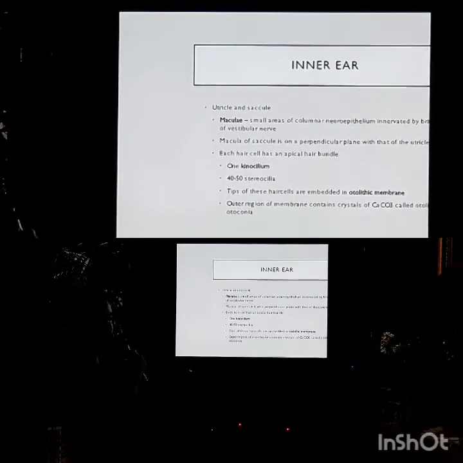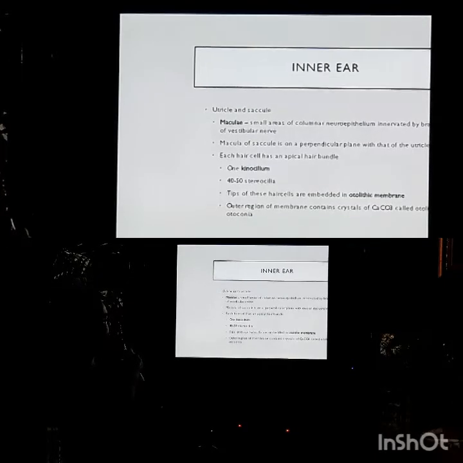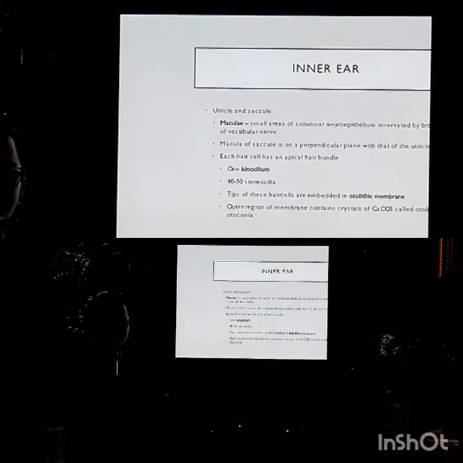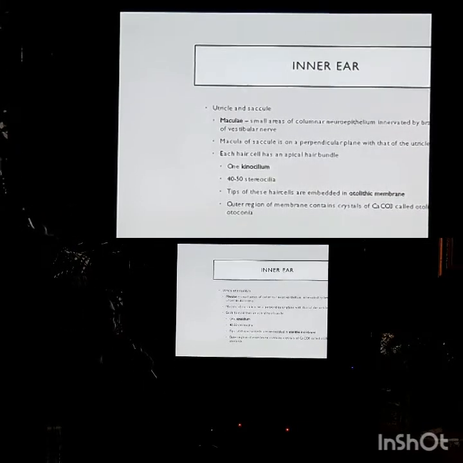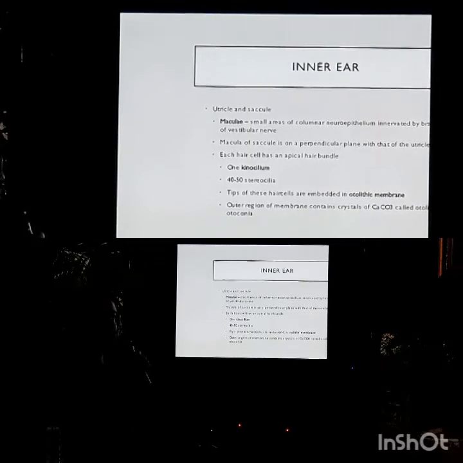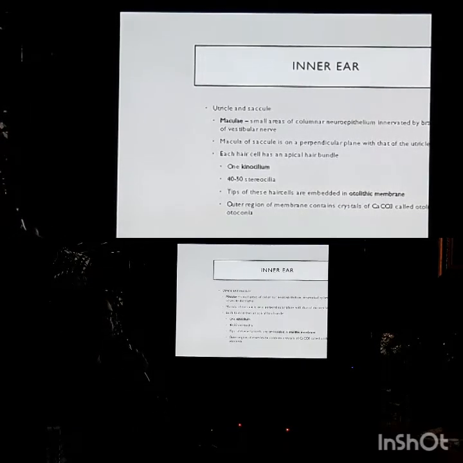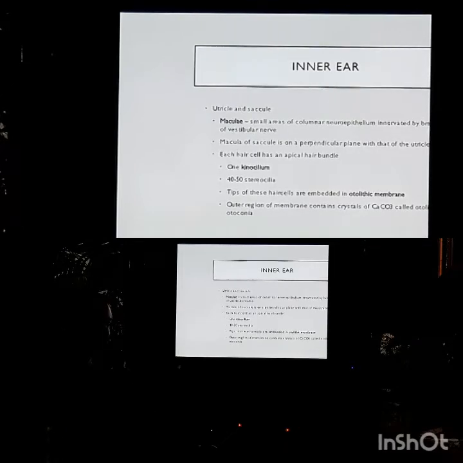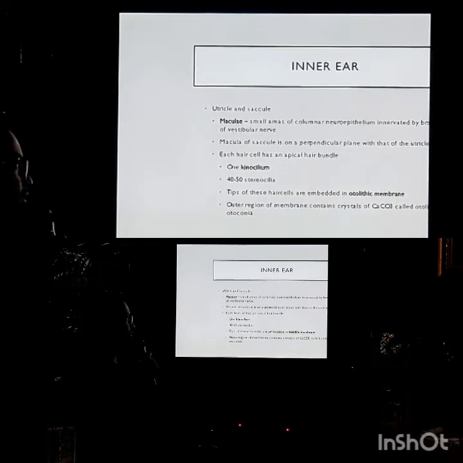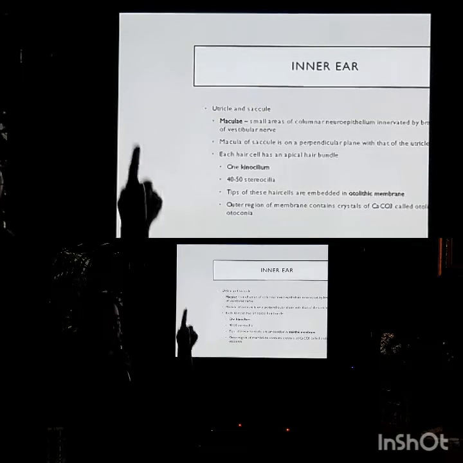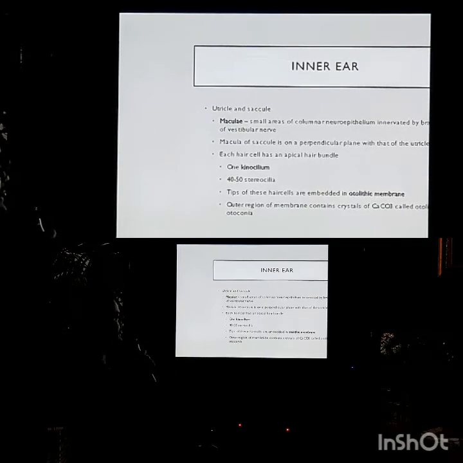Okay? And then we also have to talk about the utricle and saccule. What you have to remember about them is that their functional areas are called maculae, or macula. They are small areas lined by neuroepithelium. The macula of the saccule is in a perpendicular plane with that of the utricle. So they are arranged at what? 90 degrees. Okay?